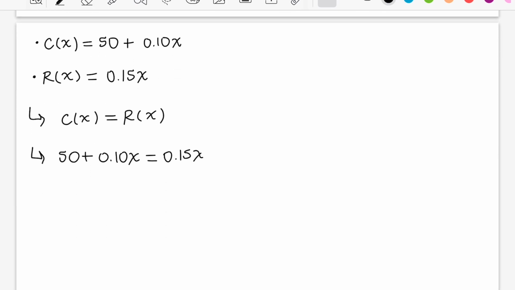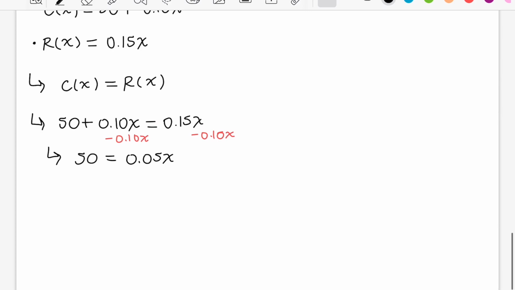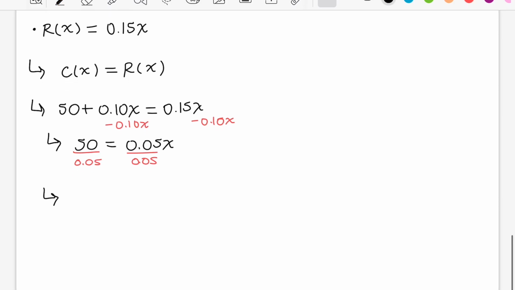And what we can do is solve for x. So I'll combine our like terms. So we'll take away 0.1x on both sides. And so we get 50 is equal to 0.05x. And then we'll divide by this on both sides to get x alone. And so 50 divided by 0.05 is going to be 1,000. So we get that x is equal to 1,000.